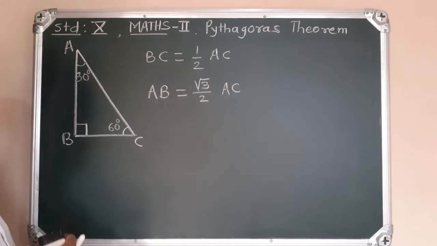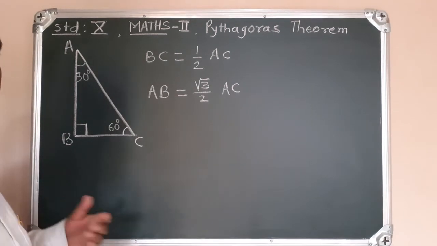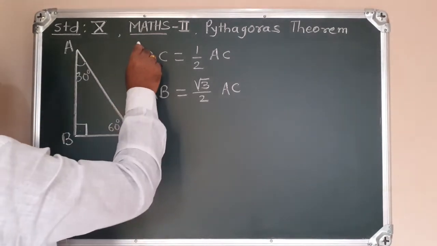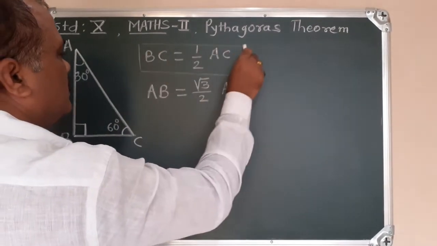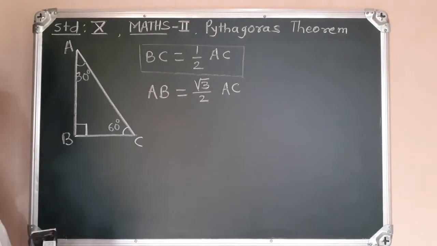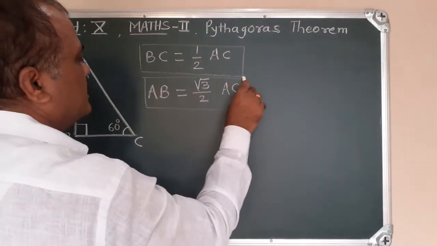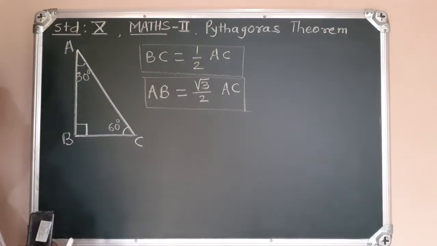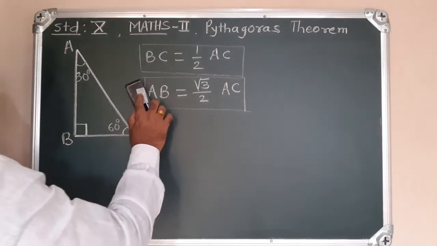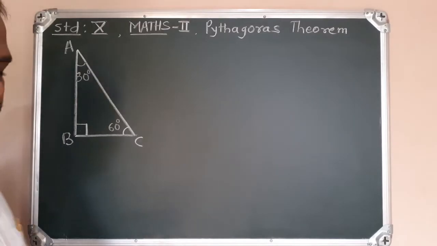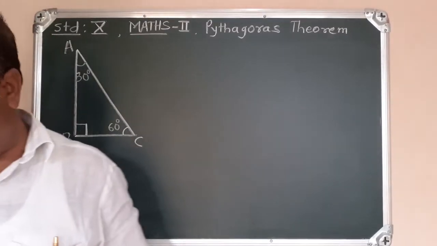So this is the property, and we have proved these two properties last year in the 9th standard. Side opposite to 30 degree angle is half of hypotenuse, and side opposite to 60 degree angle is root 3 upon 2 times hypotenuse. So remember this. Depending on this, we have some examples. Let us take some examples.